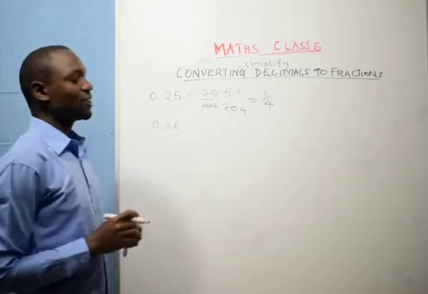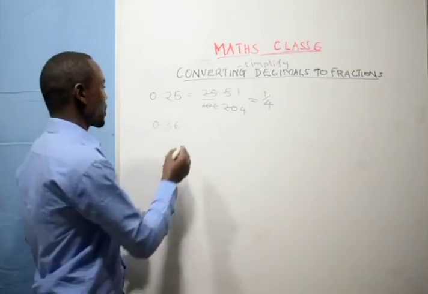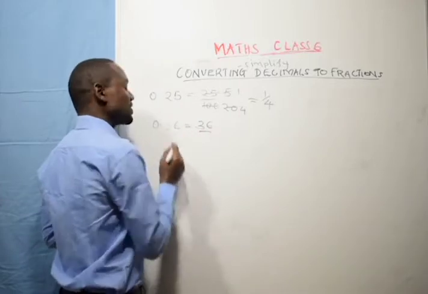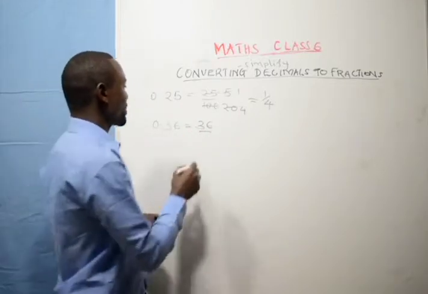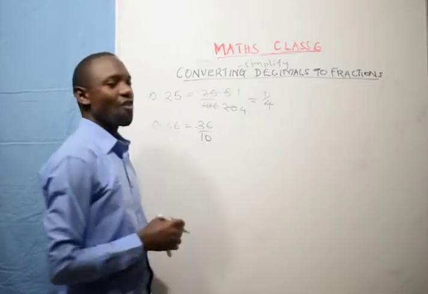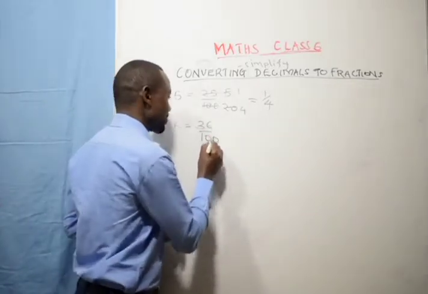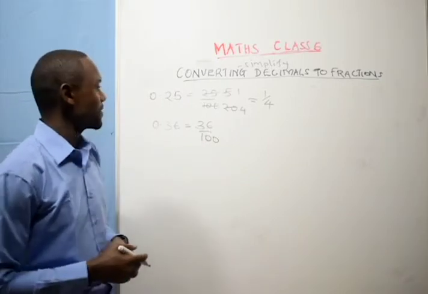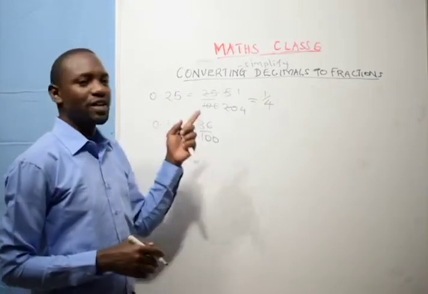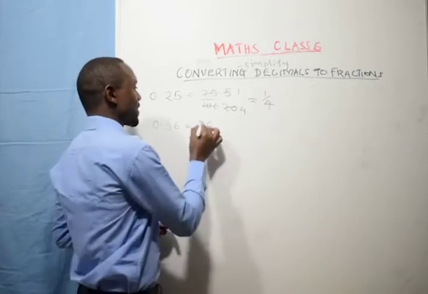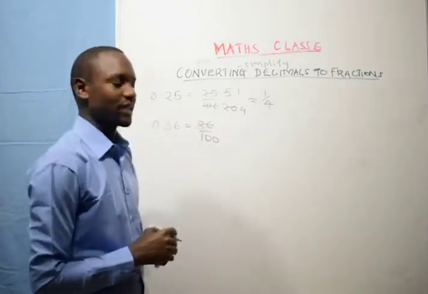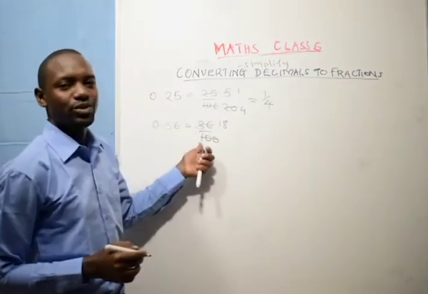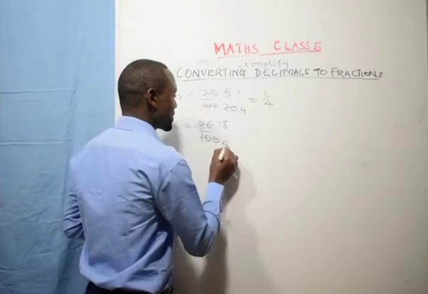Another example, 0.36. 0.36 as a fraction. This one will be written as 36 over 1, 2. It has 2 decimal places. So we write 36 over what? 36 over 100, because it has 2 decimal places. Then from there, what do we do? We simplify. What are we going to simplify by? We begin with the smallest number, that is 2. 36 divided by 2 is 18. 100 divided by 2 is 50. We just go step by step.